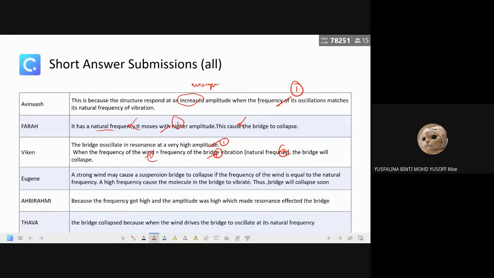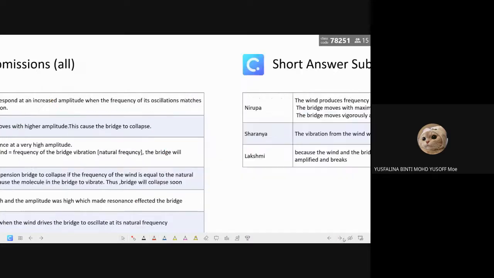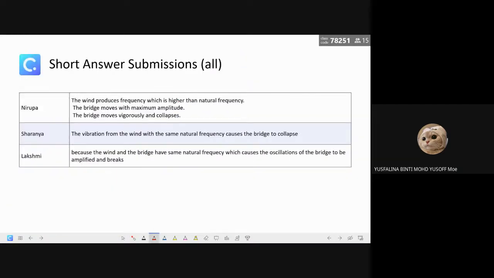A strong wind frequency. Okay, this one 2 marks because no mention of the maximum amplitude. Eugene got high the amplitude. No. When the wind drive the okay, this one 1 mark. You didn't mention about the maximum amplitude. The wind produce it's not higher, it's actually same. Okay, it's not higher, it's actually same.